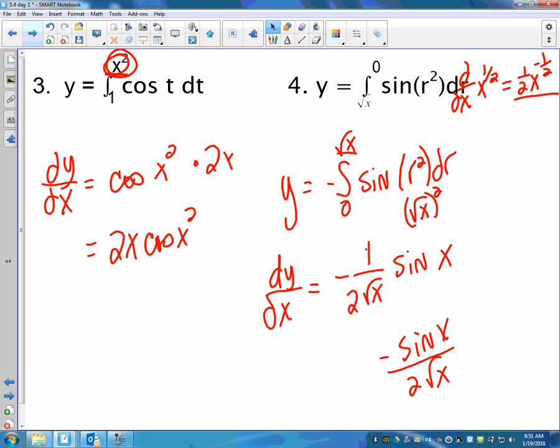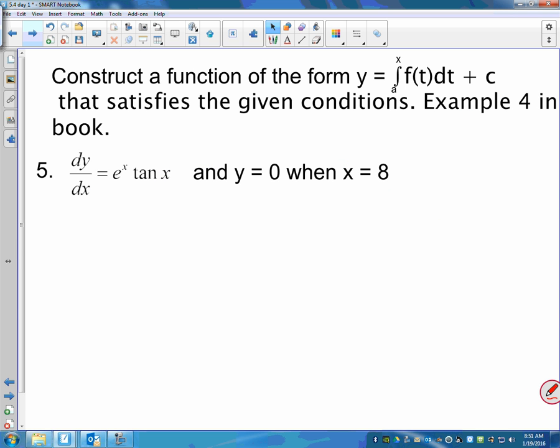So the only other thing, and your book has a really good example of this, is they kind of make you go the other way, and they say construct a function of this form. So they want you to write the integral from a to x of f of t dt plus c, that satisfies the given conditions. Example 4 in your book. So here's a function, and they tell me that y equals 0 when x equals 8.